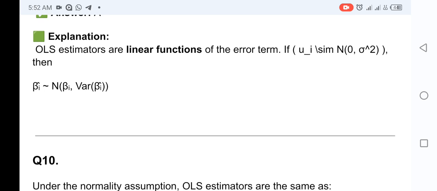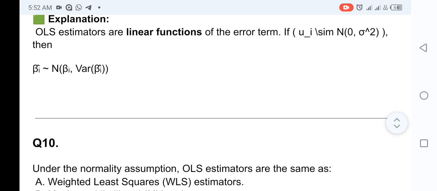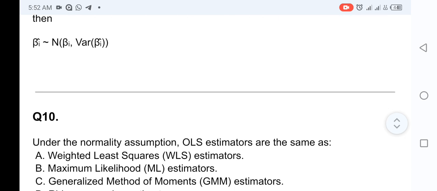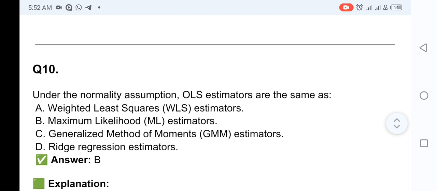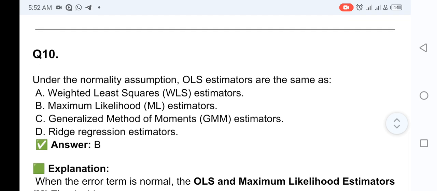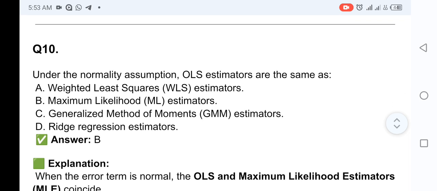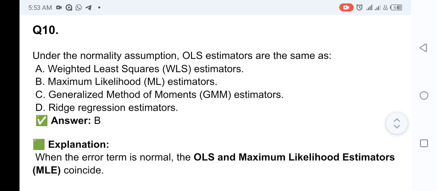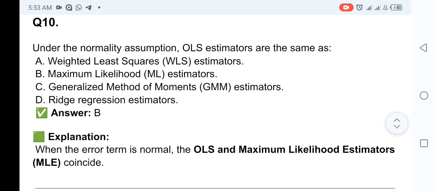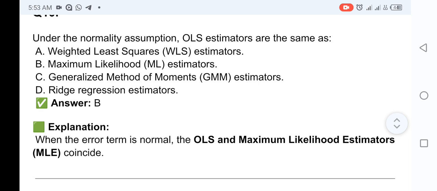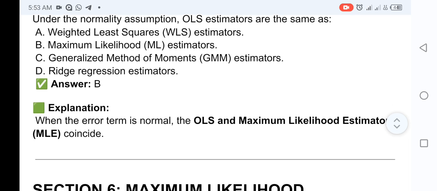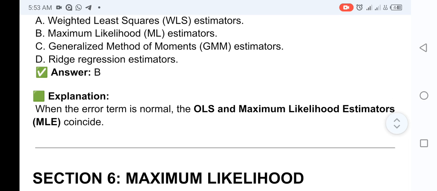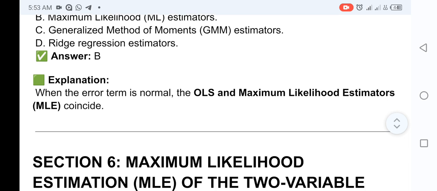Q10. Under the normality assumption, OLS estimators are the same as: A. Weighted least squares, WLS, estimators, B. Maximum likelihood, ML, estimators, C. Generalized method of moments, GMM, estimators, D. Ridge regression estimators. Answer, B. Explanation. When the error term is normal, the OLS and maximum likelihood estimators, MLE, coincide.